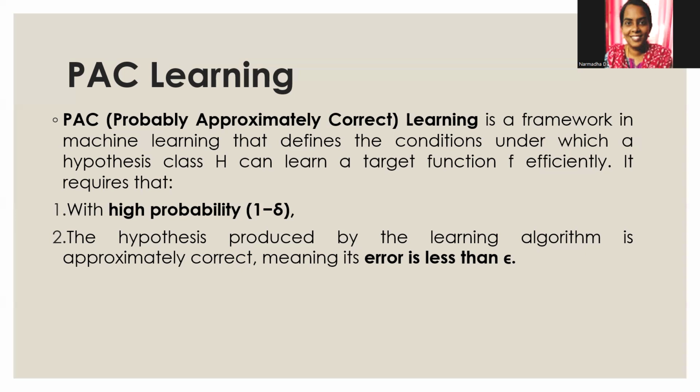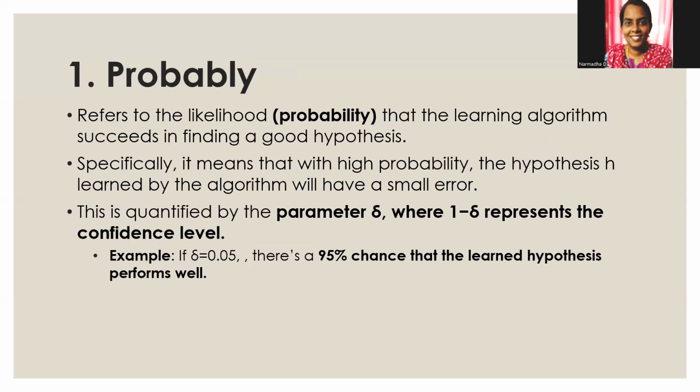But this requires two important things. One is high probability. The model should be able to do the prediction more likely, such that the difference between the predicted and the actual value is minimal. So the hypothesis that is produced by the learning algorithm is approximately correct, meaning that the error is less than epsilon, which is a very small error. That is, the difference between the actual and the predicted value is very small.